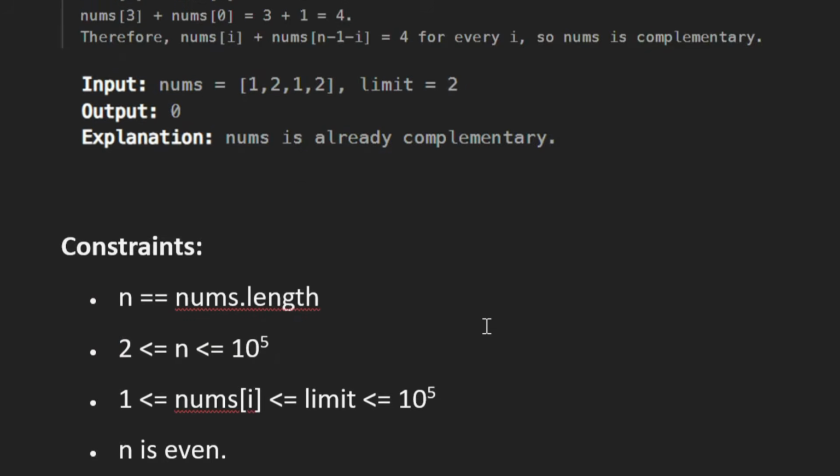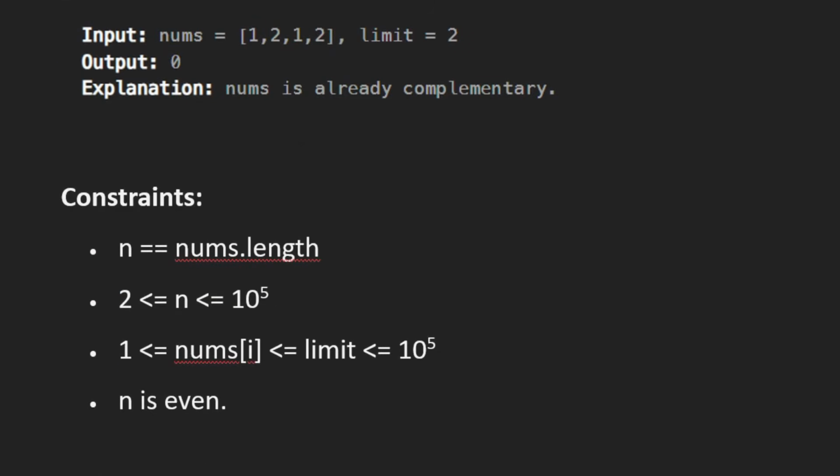So let's move to example number 2. In example number 2 we are given this array 1 2 1 2. So the sum of the first and last pair is 3, and the second pair is also 3. So the array is already complementary, so no need to make any changes or any moves. So the number of moves that we have done is 0.